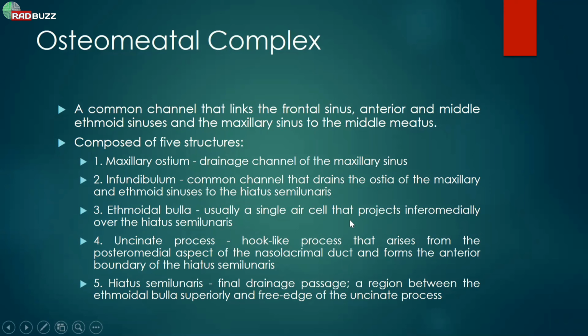Ethmoid bulla is a single layer cell which projects over the hiatus semilunaris. Again, this is important. Uncinate process is a hook-like process. It arises from the posteromedial aspect of the nasolacrimal duct and forms the inferior boundary of the hiatus semilunaris. In all these structures, the hiatus semilunaris is the one which has come all over again, so this is very important. It's basically a drainage passage, a pathway between the ethmoid bulla superiorly and the free margin of the uncinate process.